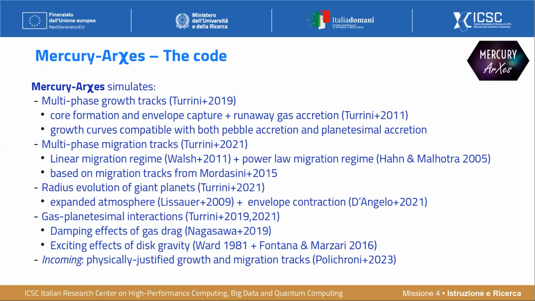There is a multi-phase migration treatment with a linear migration regime adapted from the Walsh 2011 paper, and a power law migration regime from Malhotra 2005, and they allow us to basically reproduce the migration tracks from the first version of the Bern code, from Alibert et al. 2015. Then we have another important element, which is the radius evolution of the planet. We account for the phase of expanded atmosphere, where the radius of the planet is dominated by this very rarefied but huge envelope, and then the envelope contraction during the runaway gas accretion.